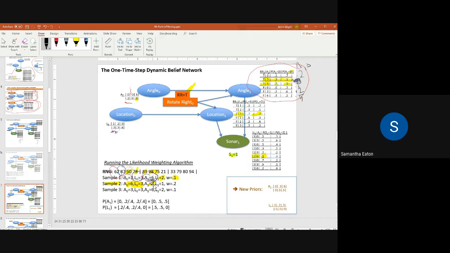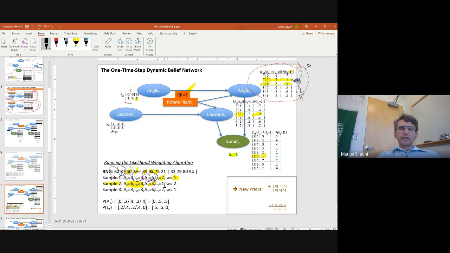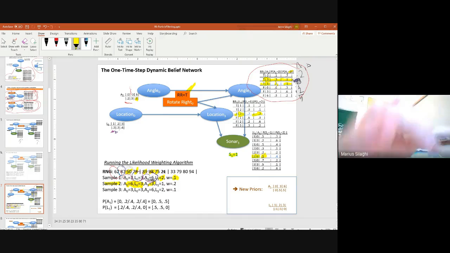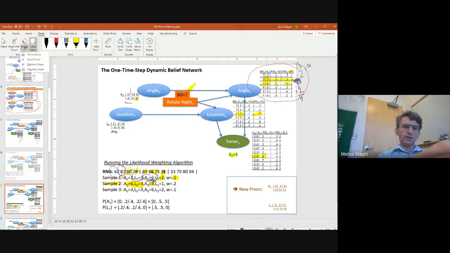Thank you. Okay, so let's sample now angle 1. That's where we were, and we decided that angle 3 was matching. Now we are going to sample location 1. We take the random number. Let me take the yellow pen again, because otherwise we don't see what the number was.